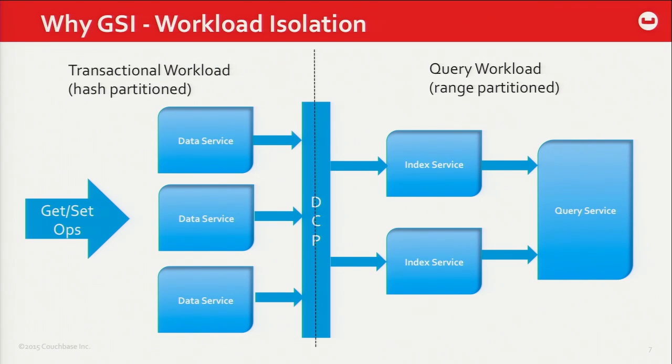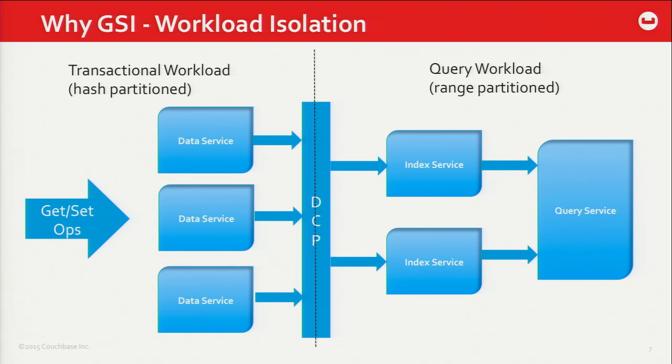But on your right-hand side, we have a query workload. We have query services. The query services do an index scan, and index services provide the results to the query services. And in between, we have DCP. DCP is a replication protocol in Couchbase. So any get and set operations that you apply to the data services will get replicated through DCP to the index service. And the mutation itself will be range partitioned in the data service, right?